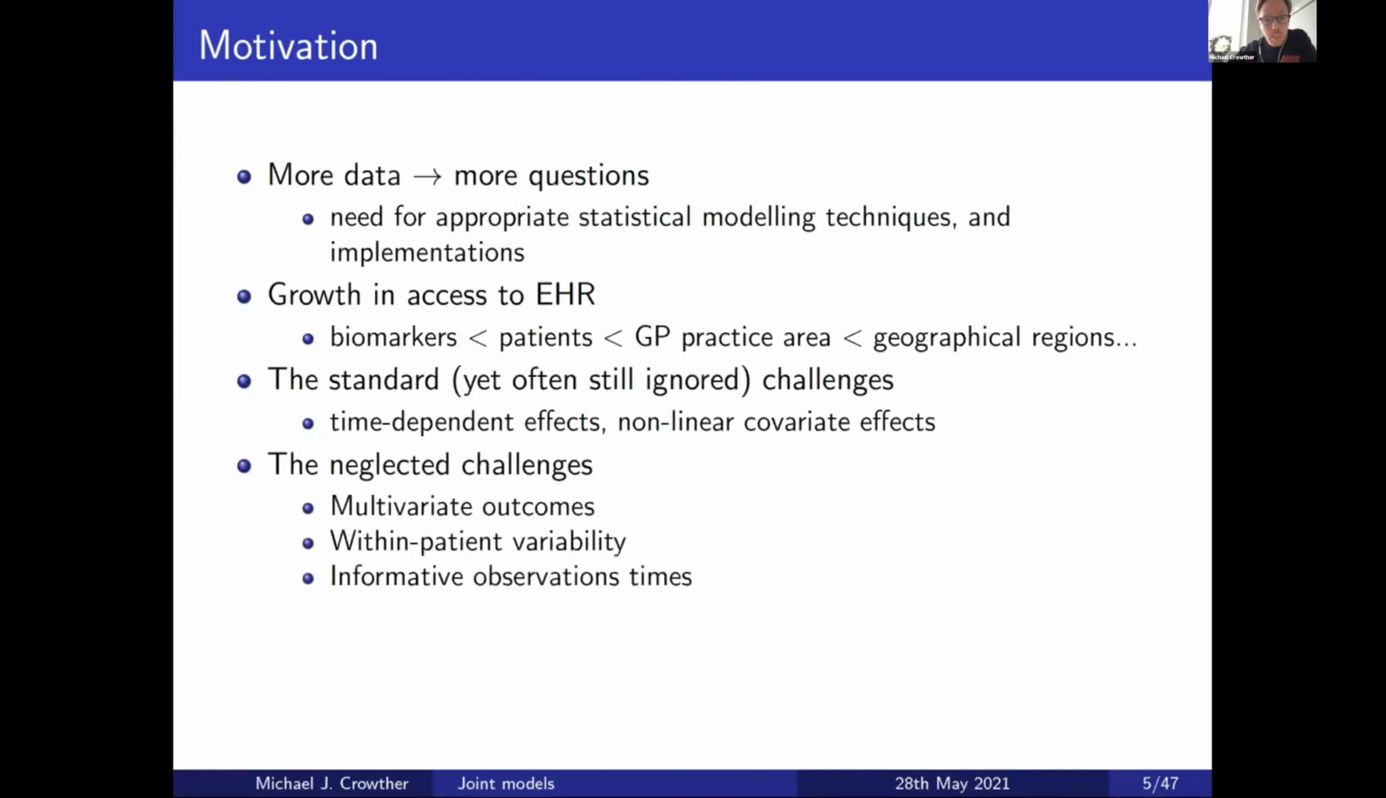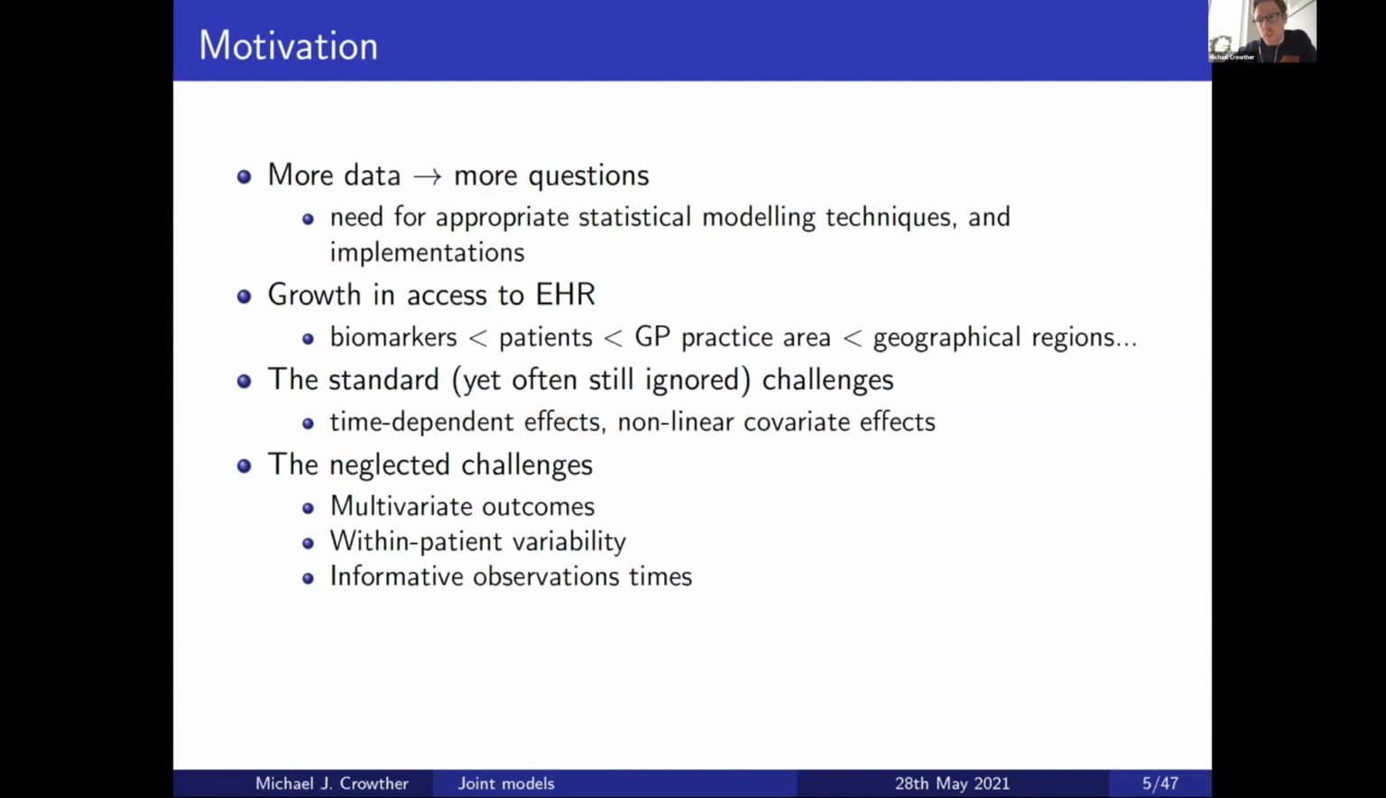And some of the neglected challenges, which I think we will hear some about later on this morning. Multivariate outcomes, so not just modeling a single biomarker and a single time to event, but bringing these processes together, allowing for multiple biomarkers, competing risks, the extension list goes on and on. Within-patient variability, I think Jessica's going to talk about that later on.